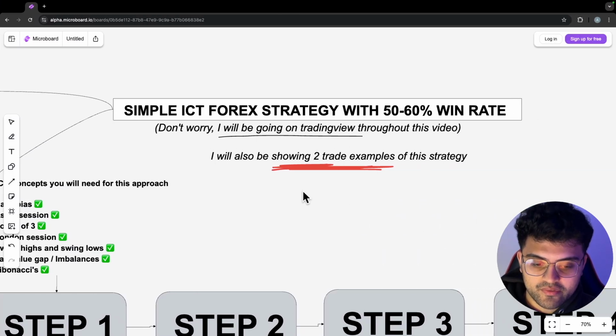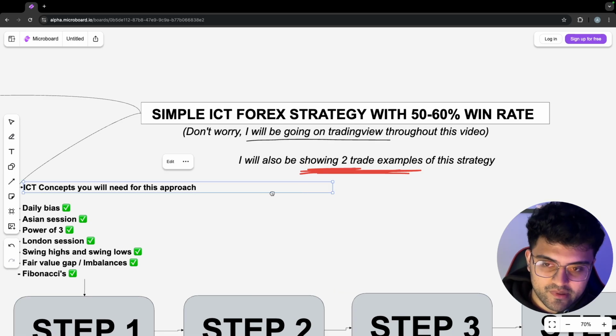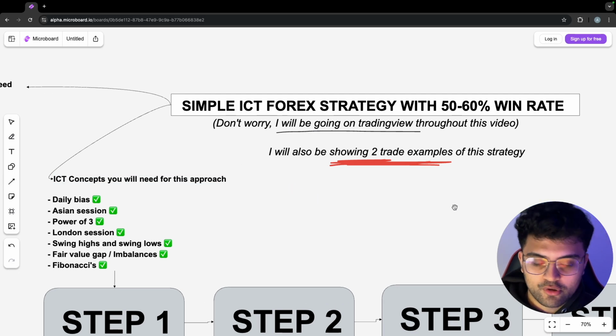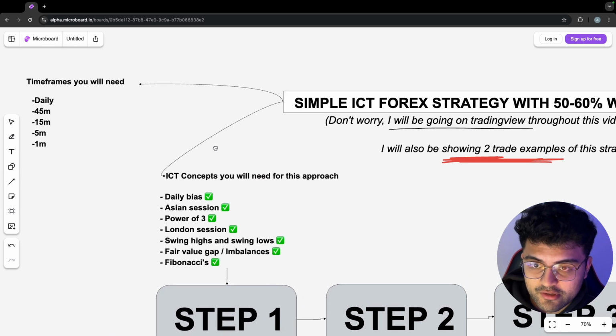And I'm going to be looking at this, which I've just made for you guys. So I'll be going through TradingView and I'll also be showing you 2 trade examples with this strategy. One trade example was a winner I took and the other one should have been a winner, but I kind of missed the trade and it missed my entry basically, but that's on me. But anyway, you want to hear the strategy, so let's go through it.